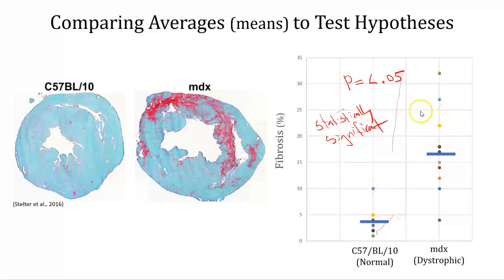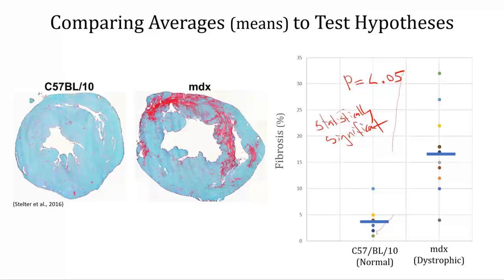Okay, so the smaller the p-value, the more likely it is that there's a real difference between the groups. The higher the p-value, the less likely it is that there's a real difference between the groups. And that's going to be something I want you to know for the exam. Okay.